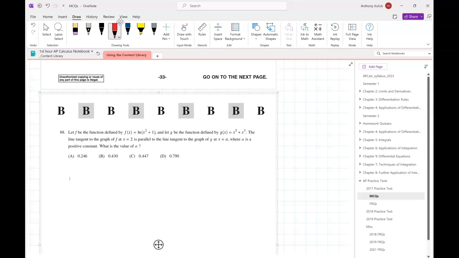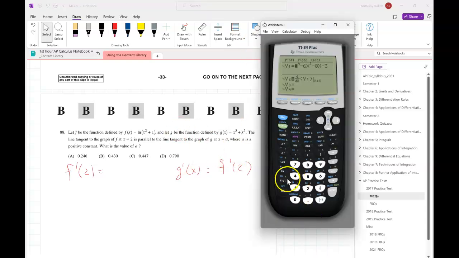So I'm going to calculate f prime. And I want to find f prime of 2. And then I want to take g prime and set that equal to f prime of 2. Everybody's okay with that? This part now I'm going to do on my calculator. Because again, like I told you, I'm not really going to do anything by hand.